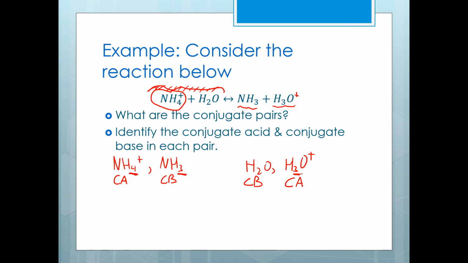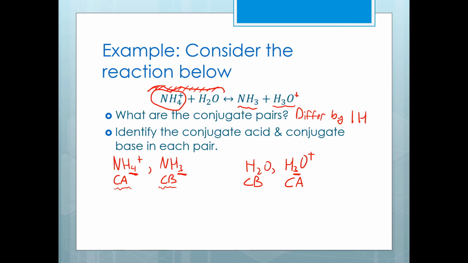So identifying the conjugate pairs is really just looking for two things that are basically the same and only differ by 1 hydrogen. The one with more hydrogens is the conjugate acid. The one with fewer hydrogens is the conjugate base. Anytime you do an acid-base reaction, you'll always end up with these pairings. You'll always have a conjugate acid-base pair somewhere in the reaction.